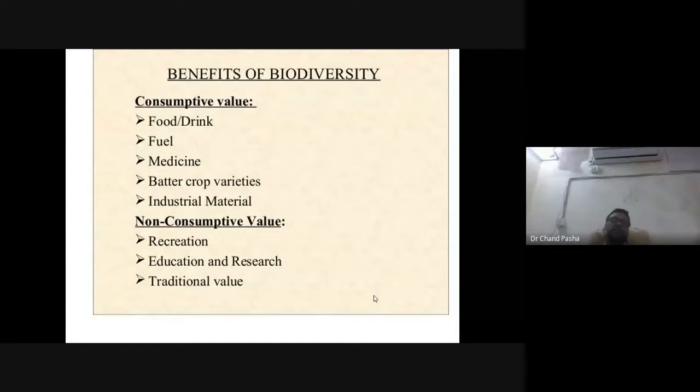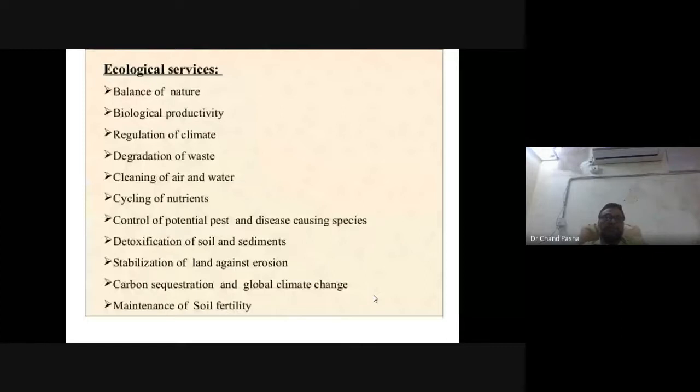And industrial materials, the bulk materials, or whatever things are there, we are getting from nature's biodiversity itself. And non-consumptive values: recreation and education, research, and traditional values, all these things we are getting from the ecological services. Actually, in your exam, we have asked this question. Ecological services are nothing but all of these, included in the ecological services: balancing of nature.